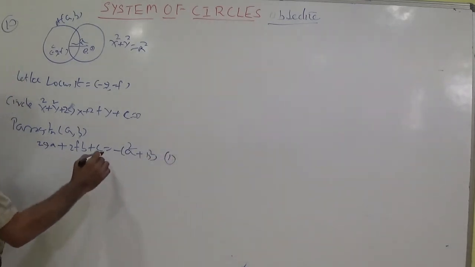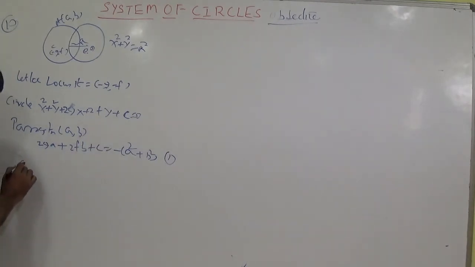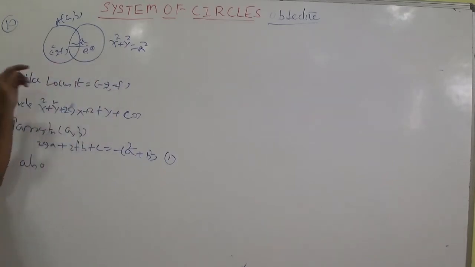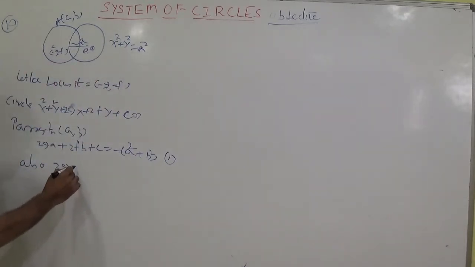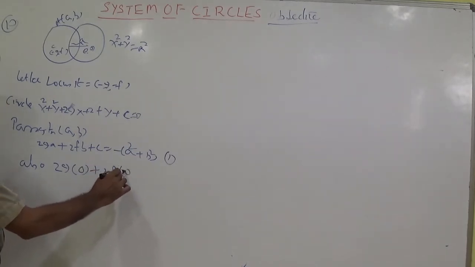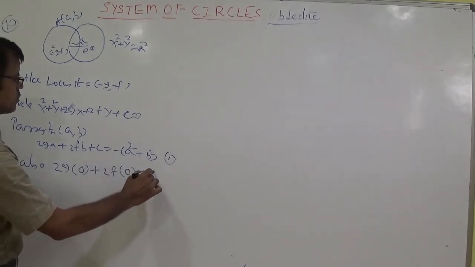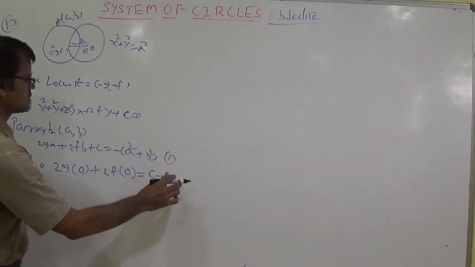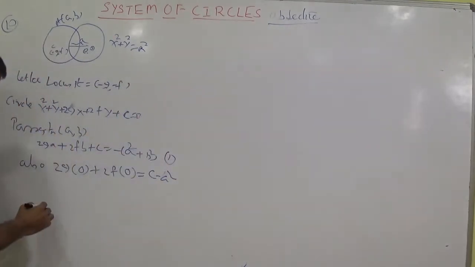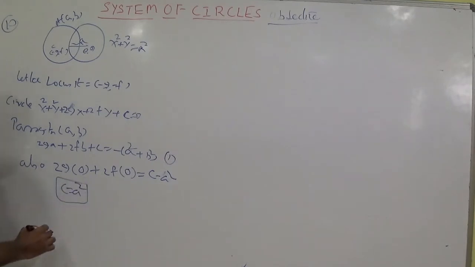Now let us discuss in another way also. This is the first one, and also, because the circle is orthogonal to another circle, use the condition 2gg dash plus 2ff dash equal to c plus c dash. So 2g into 0 plus 2f into 0 is equal to c minus a square, because you can understand the given one as x square plus y square minus a square equal to 0. So c is equal to a square.